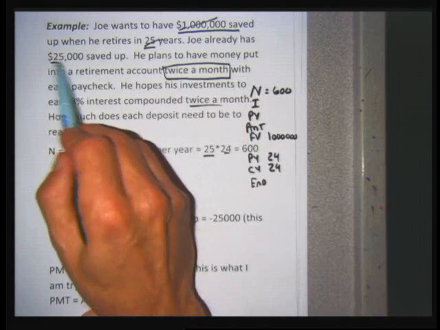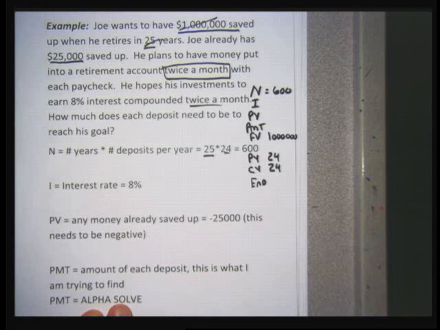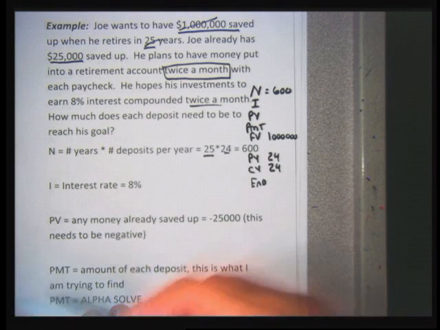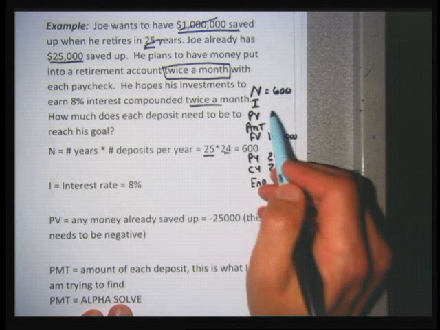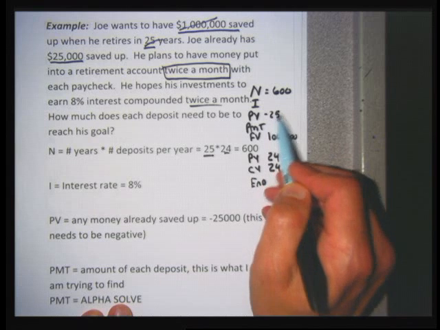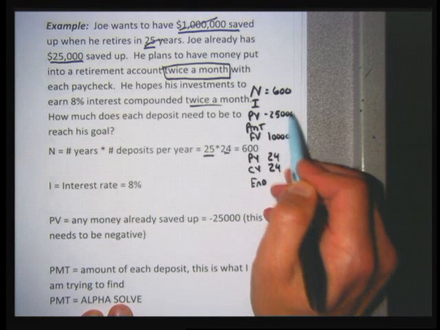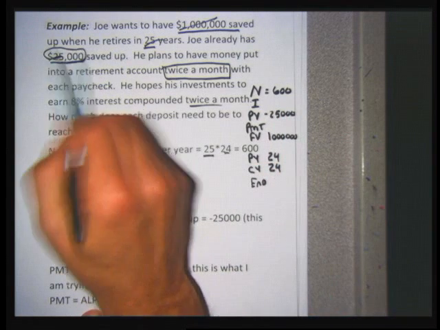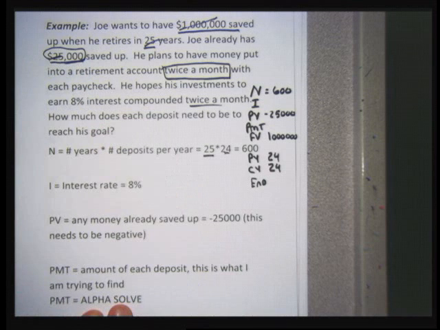The amount of money already saved up, that's the present value. And while you're saving, present value is negative. While you're spending, present value is positive. Here, I'm trying to save up to $1 million. I'm not done saving, so I'm not spending my savings. So the present value is going to be the negative of that. It's the amount of money already saved up, the current value in that account. And while you're saving, it needs to have a negative in front of it.